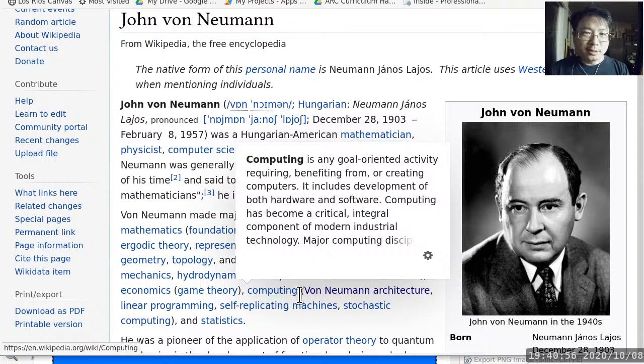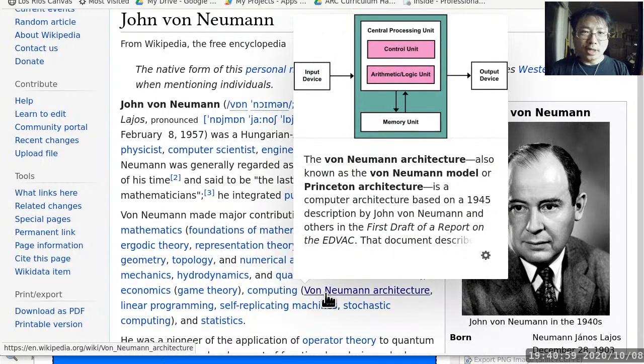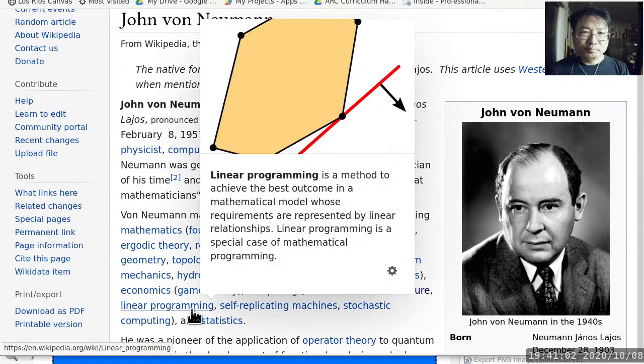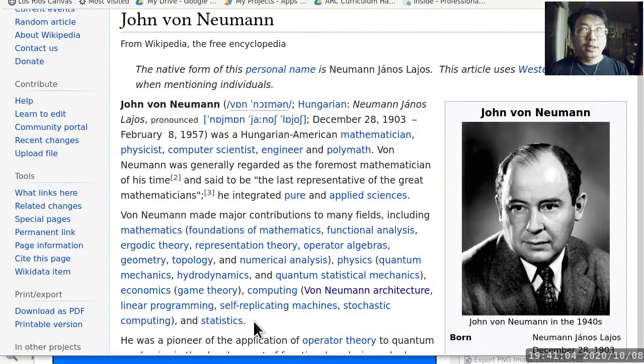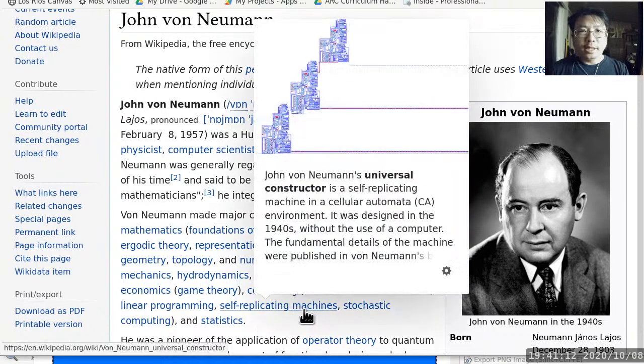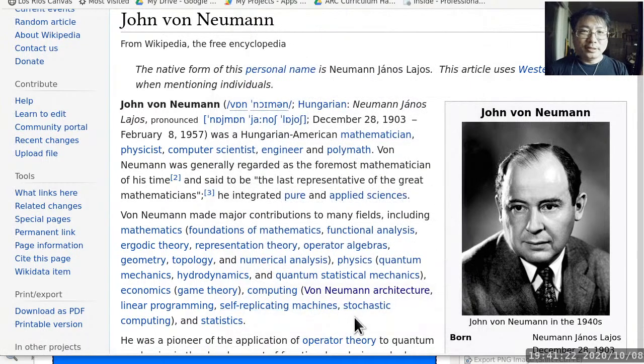And within computing, it has the architecture that is named after him, linear programming. If you study linear algebra, I think your professor may touch on linear programming, which is an optimization technique, self-replicating machines, and this is way before Stargate SG-1. So the guy thought about all of these things way before his time. Stochastic computing, which means it is not deterministic, and statistics. That is a long list.